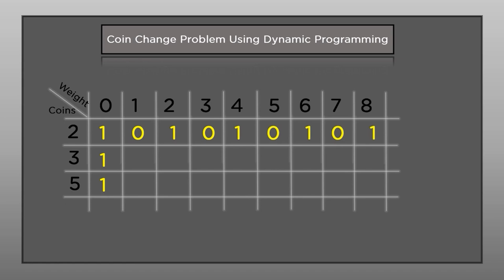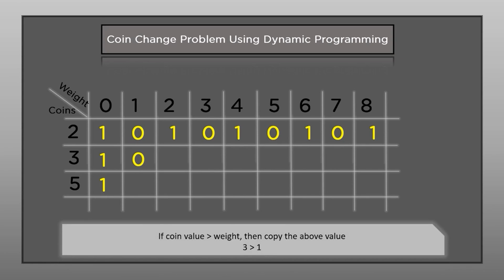Now that we have a new coin with a denomination of 3, we will have one trick. If the coin value is greater than the sum, simply copy the value from above. For example, if the coin value is 3 and the sum is 1, we will simply copy the value which is above, which is 0. Again, the coin value is 3 and the sum is 0, which is less than the coin value, so we will simply copy the value above, which is 1.